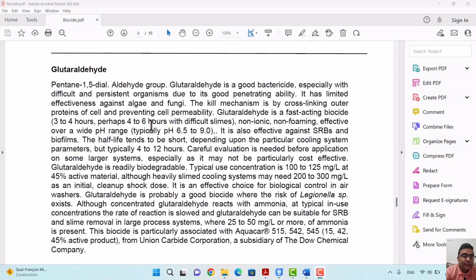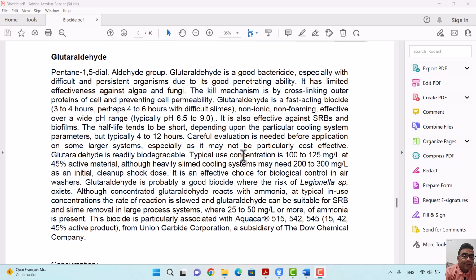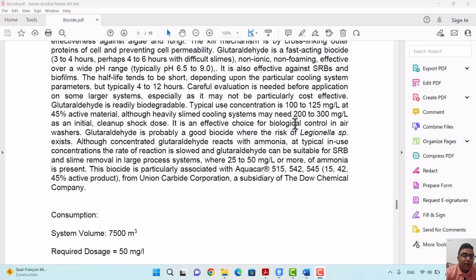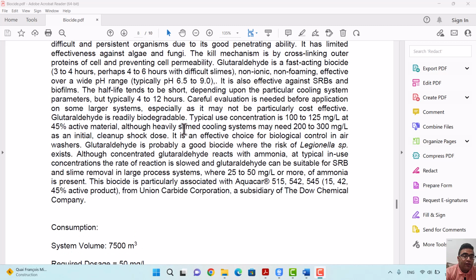Its half-life is about 4 to 12 hours, and its mechanism is based on cross-linking the outer proteins of cells and preventing cell permeability. Of course, for heavily fouled cooling water systems, a higher dosage of 200 to 300 ppm might be required.